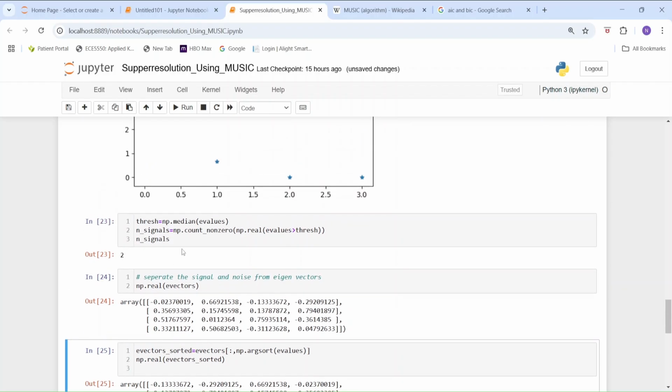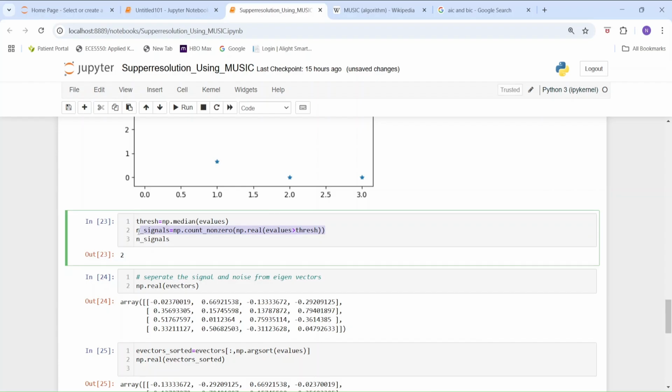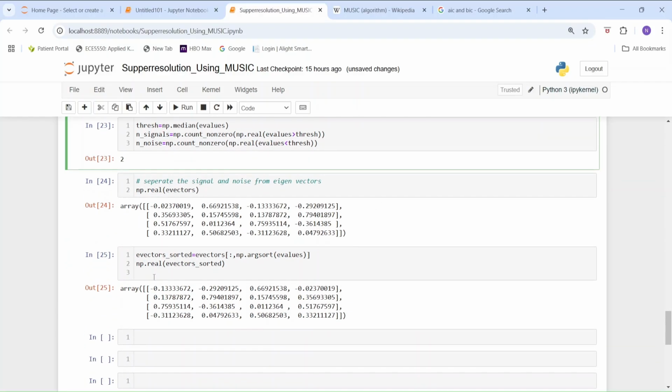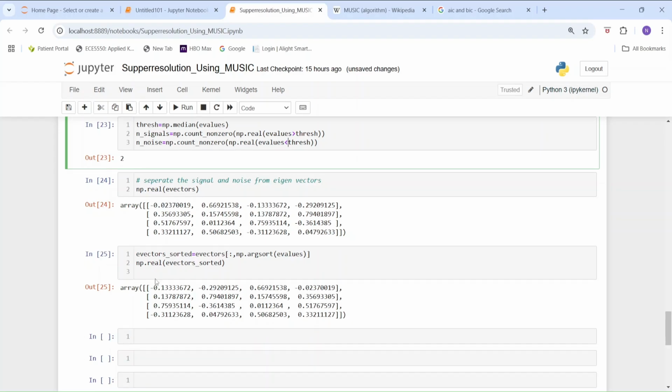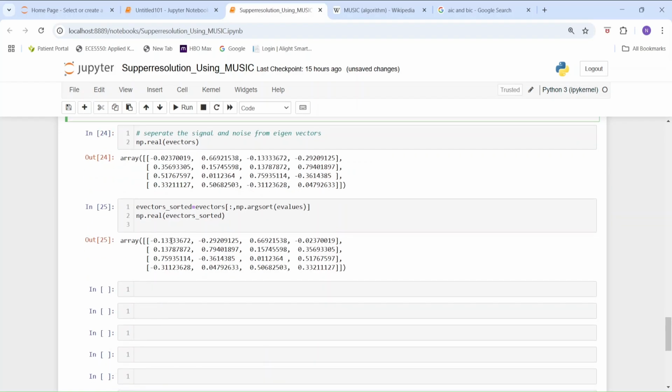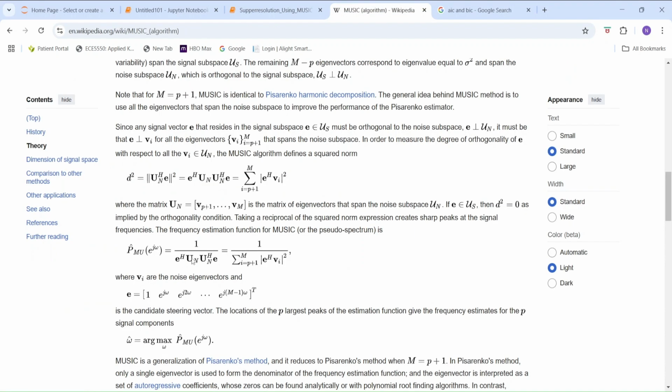Also, one thing I didn't do is I calculated the number of signals here, but just to automate, we also need the number of noise. In this case, the threshold is greater than the eigenvalues, and that way we will get the number of noise. So we are done with the sorting of eigenvectors, and now we have to take only this noise vector, because that's what we are going to use in the final form of this equation right here.